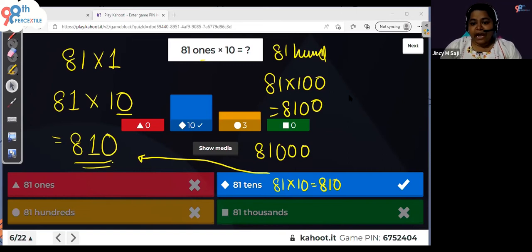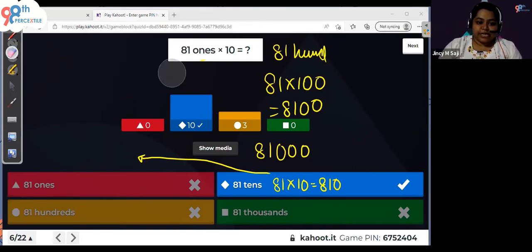Did you understand how we got this? Each place value: ones means we multiply the number with 1. Tens means we multiply that number with 10. Hundreds means multiply with 100, and so on. That's how we do it. Understood? Clear, everyone? Great.